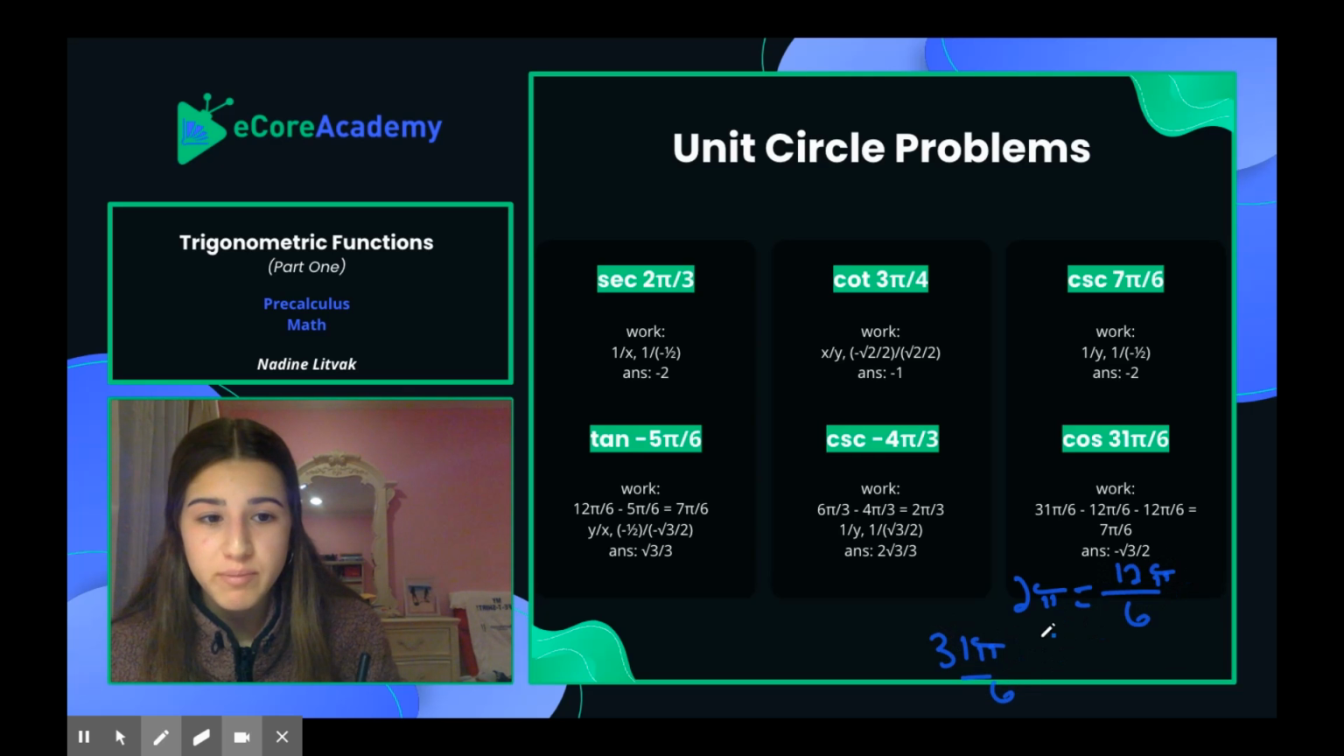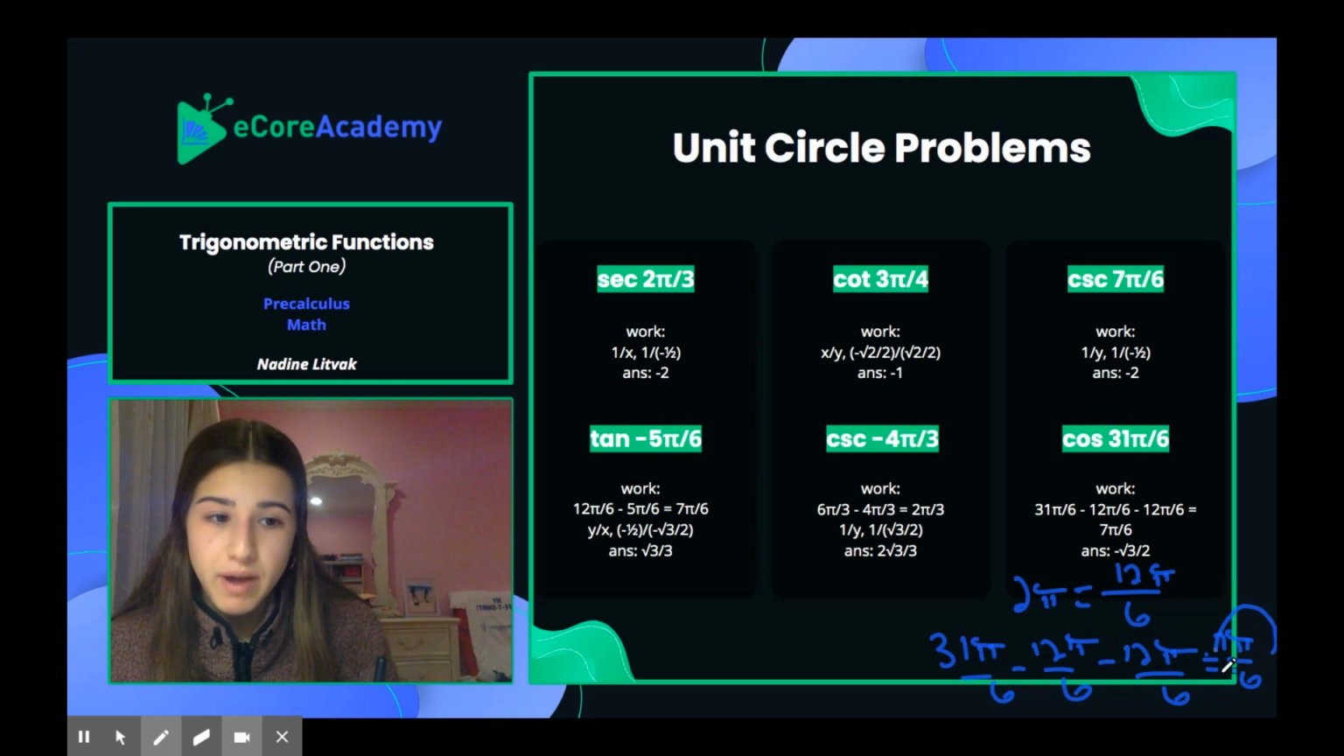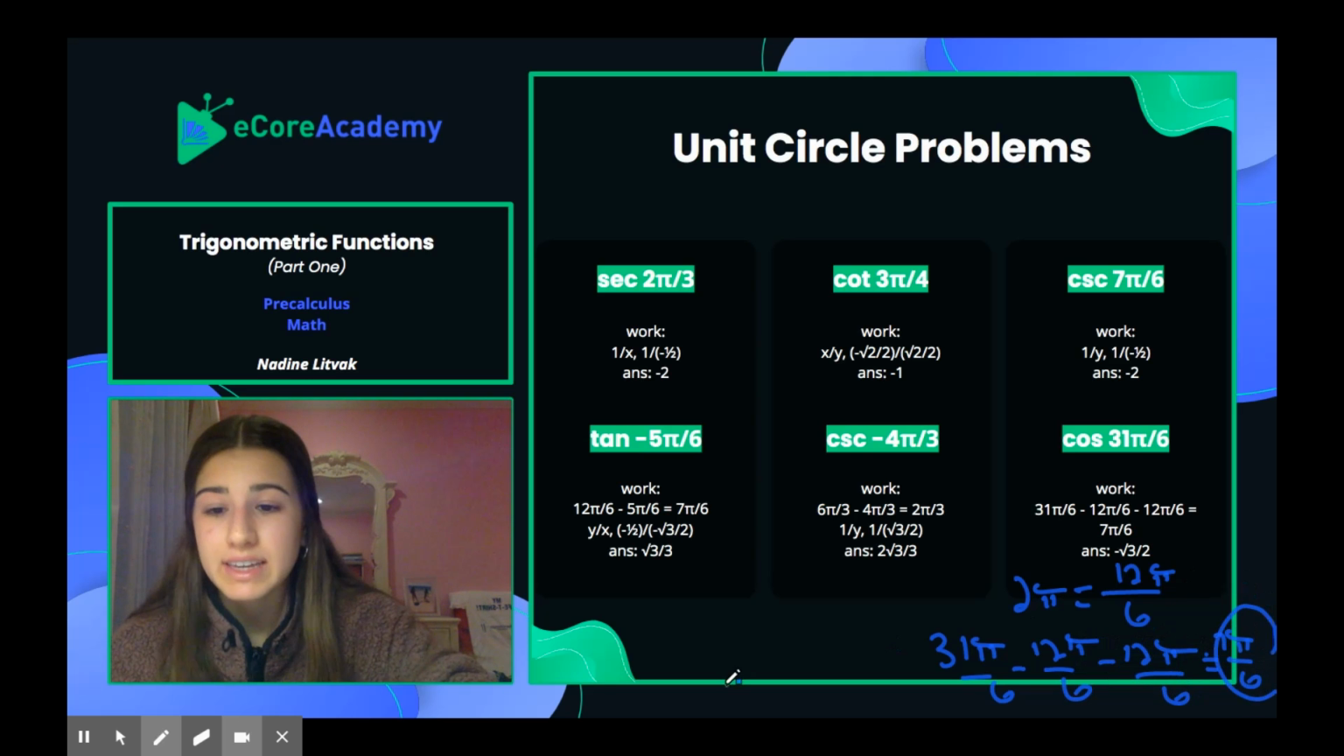We have to subtract 12 pi a few times until we get a familiar value that's on the unit circle. So if we subtract it once, minus 12 pi over 6, we are not going to get a familiar value. However, if we subtract it twice, it would end up being 31 minus 24, which is 7 pi over 6. 7 pi over 6 should stick out to you because it is a value that is on the unit circle.